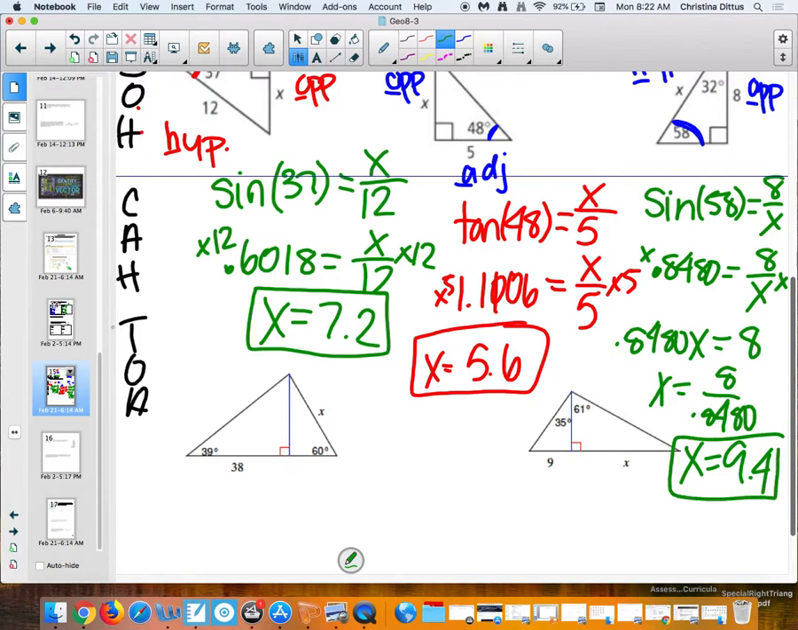Okay, honestly, here's how I look at this. When you are at this point, you took your sine equals 8 over x, and instead of doing all this work, honestly, I just flip these. And so you take 8 divided by that sine of 58. Questions there?